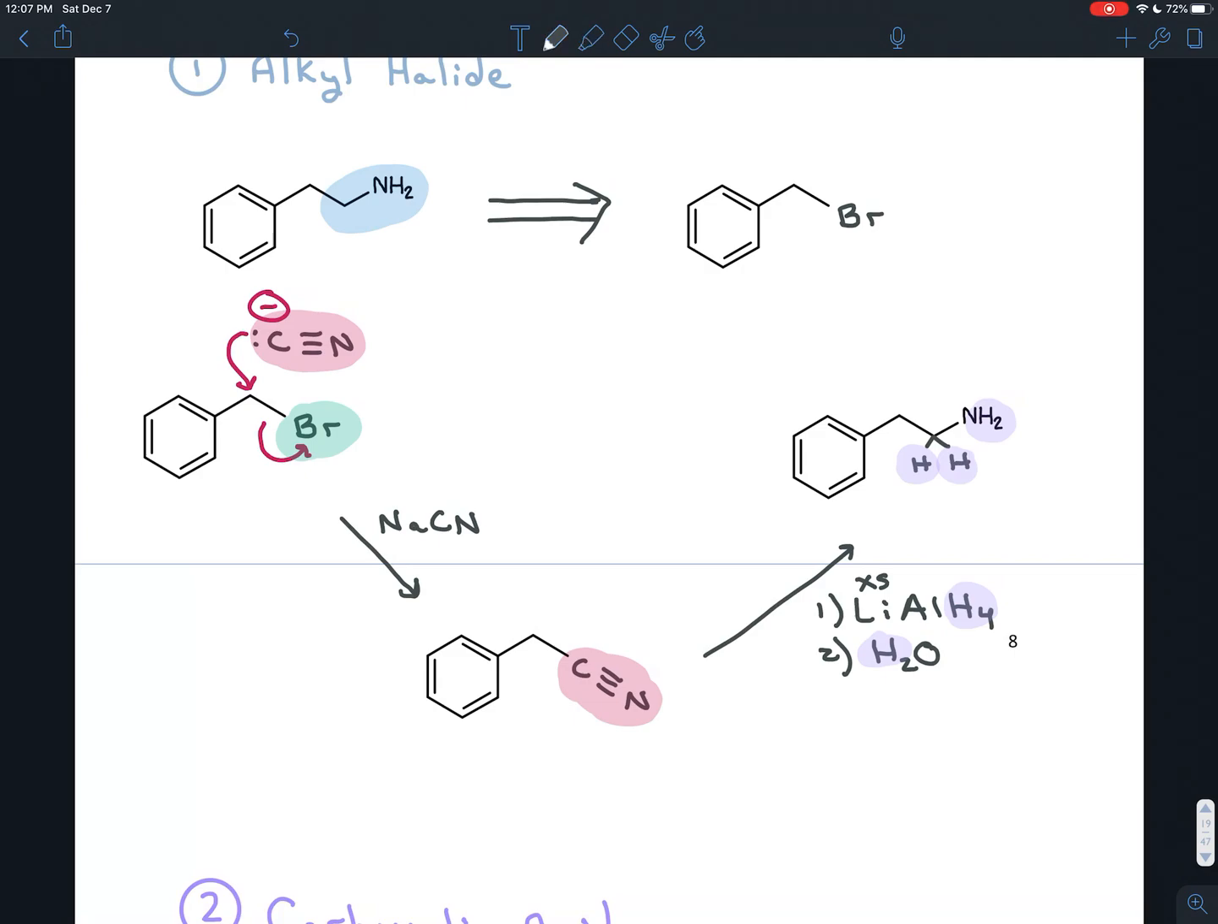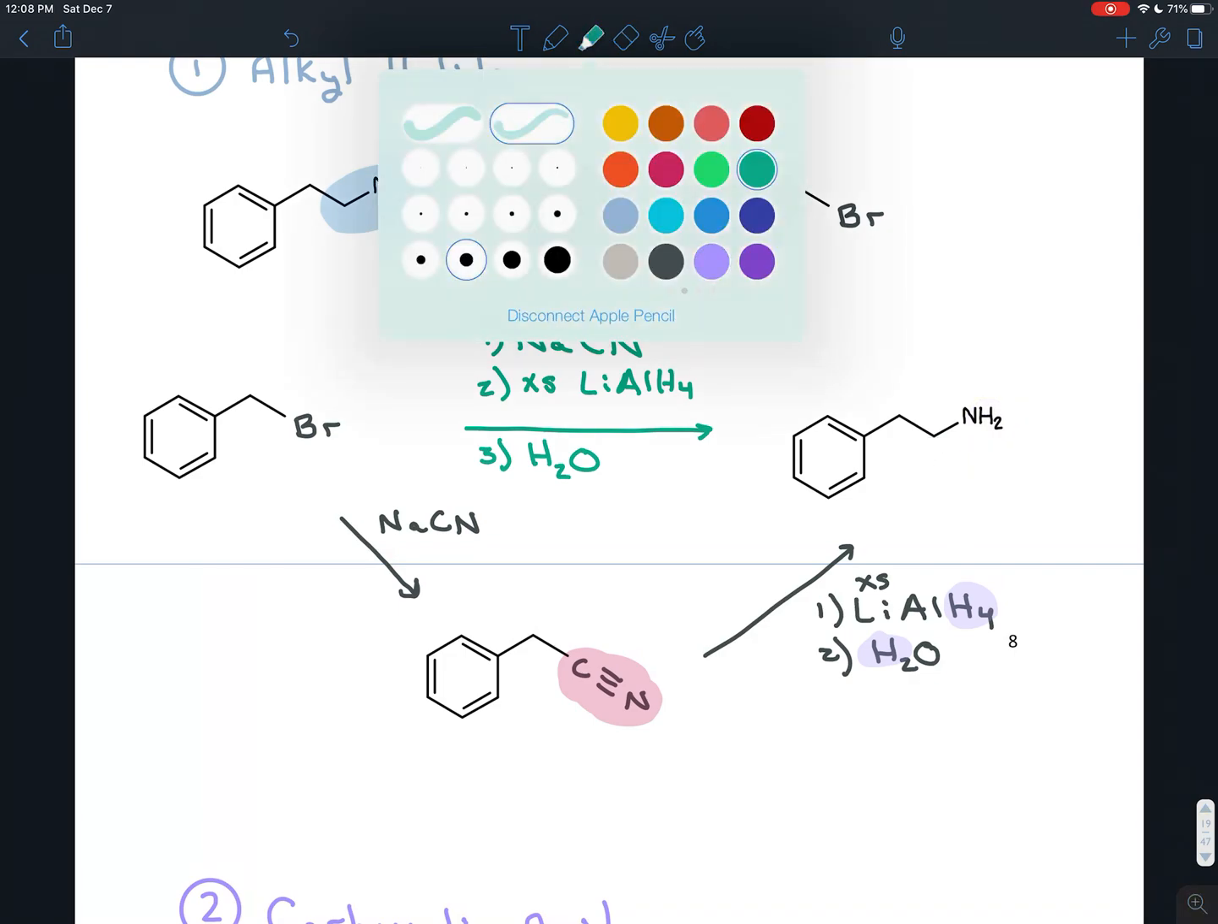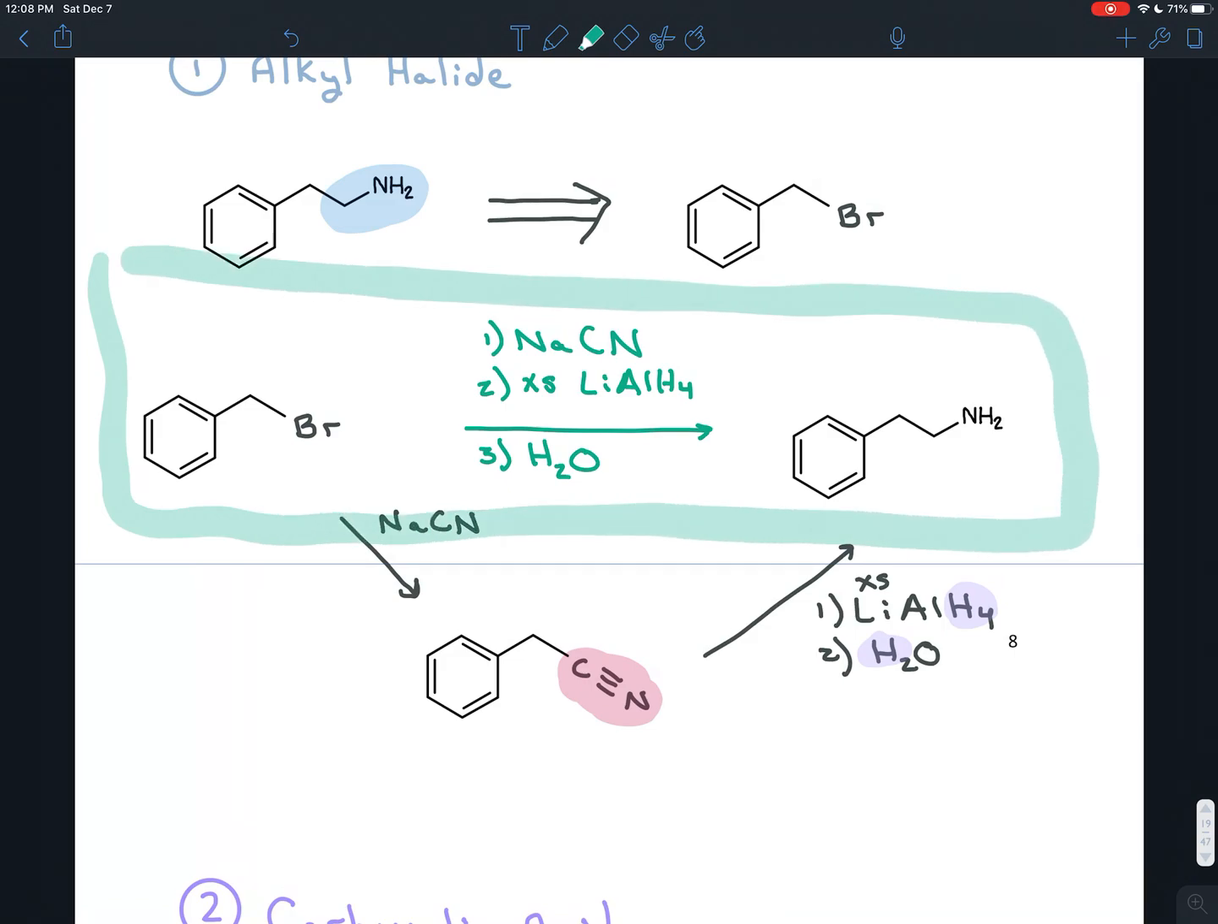So overall, you could make this amine from an alkyl halide doing an SN2 reaction by first taking this alkyl halide, reacting it with sodium cyanide, following that would give us the nitrile, and then following that up with a strong reducing agent like excess lithium aluminum hydride, followed by a water wash. I'm going to erase this here so that we can see the overall change. This would be a way to synthesize that amine using an alkyl halide.